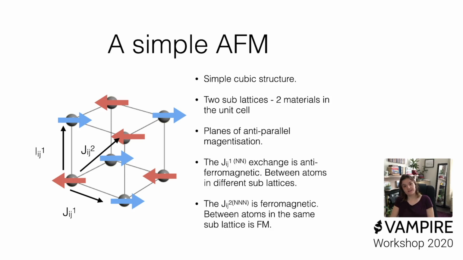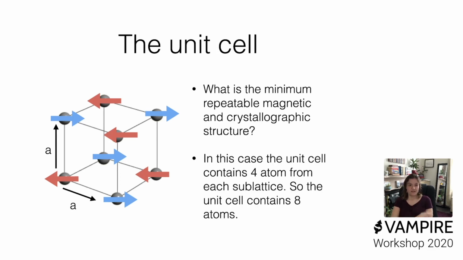So we've already gone through this in the skyrmion section, so the unit cell file stays exactly the same. The only difference is our structure. So we need to create a different unit cell input file. To do this, we need to define our unit cell. So what is the minimum repeatable magnetic and crystallographic structure? For a normal simple cubic system, the minimum repeatable structure is 2 atoms. However, because we now have multiple materials, the minimum repeatable structure is now what we can see here. It's 8 atoms with 4 atoms from each sublattice.